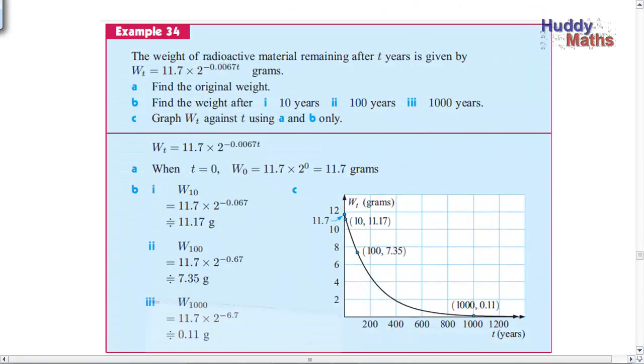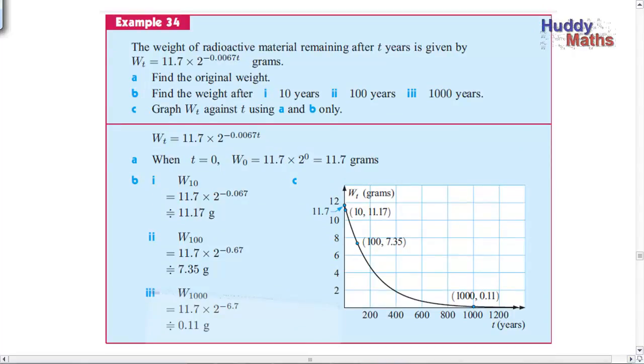So here's a weight of radioactive material type problem. We start off with this formula that's already been constructed from, let's say, measuring this material over a period of time. Find the original weight, same stuff again, weight after a certain time, and then graph it. So if you substitute t as 0 in there, that will be the original time, so the weight will be 11.7 times 2 to the 0. Then putting in 10, and here 100 and 1,000 for t.